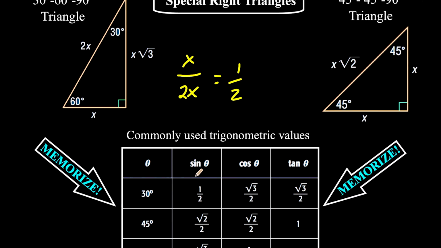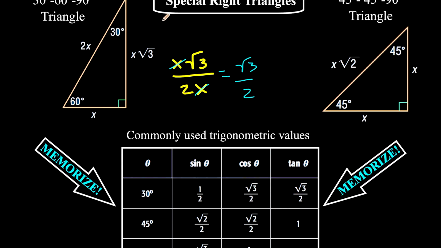Okay, and then if I wanted to find the cosine of 30 degrees, well, I'm up here at 30 degrees. The cosine is adjacent over hypotenuse, so that's x square roots of 3 divided by 2x. And again, the x's will cancel, so I would be left with the square root of 3 over 2. And that's what you have in your table. So that's where these values come from.